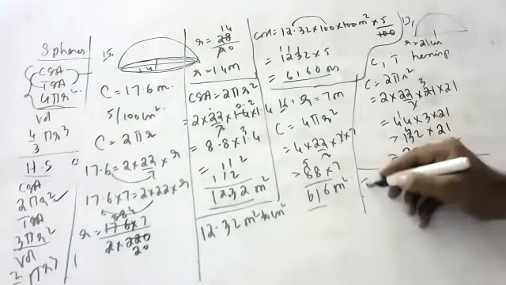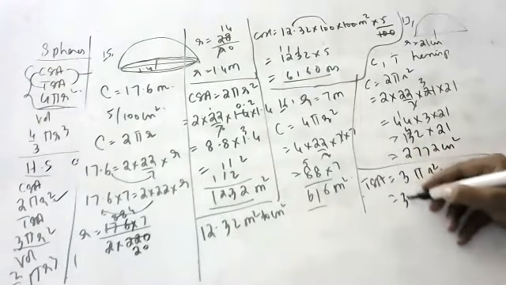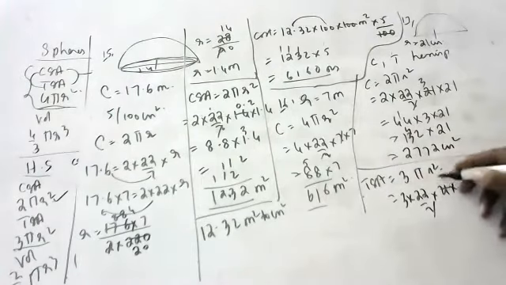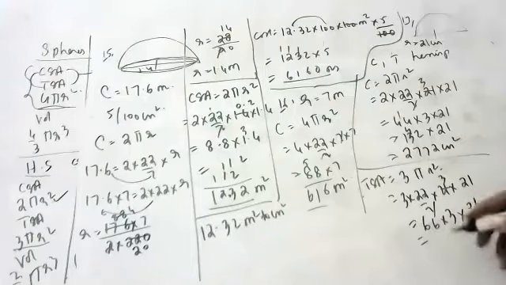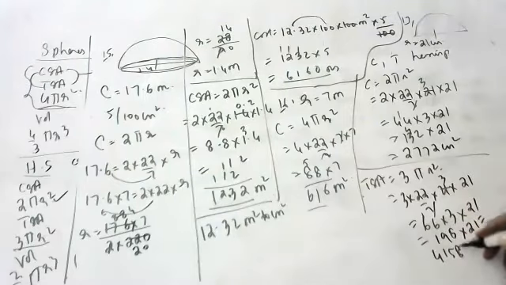Pravalika, tell me TSA. TSA is equal to 3 pi r square. 3 into 22 by 7 into 21 into 21. Okay, 66 into 3 into 21. Can anyone help me? 66 into 3 into 21? 4158. 4158 centimeters square. That's it.